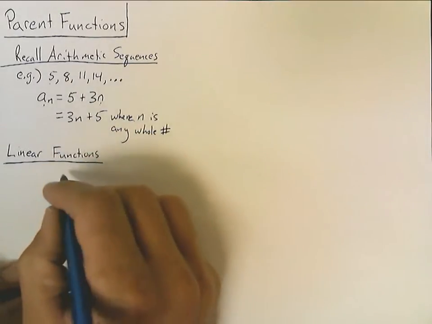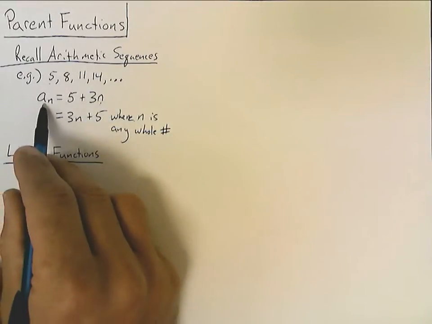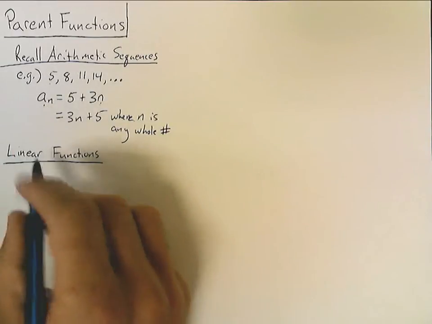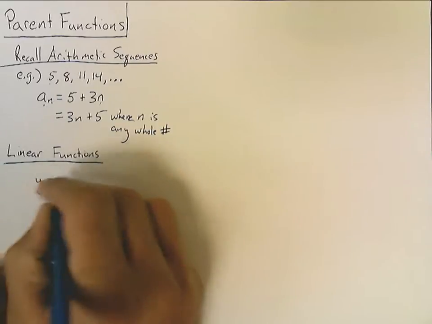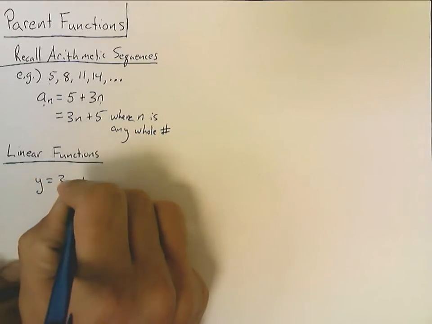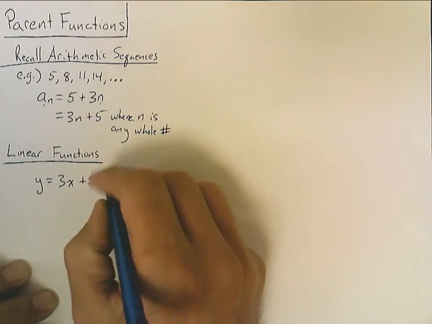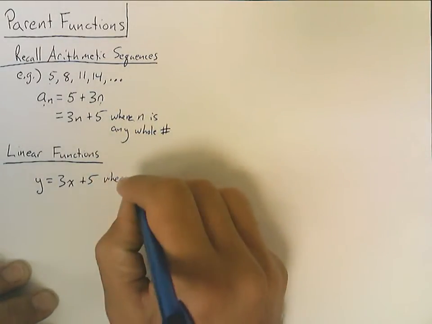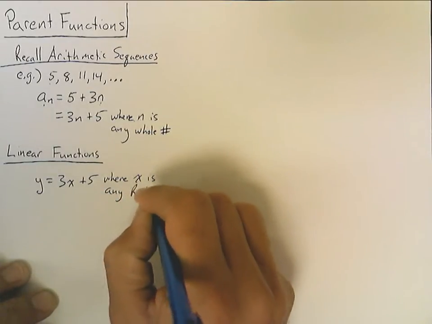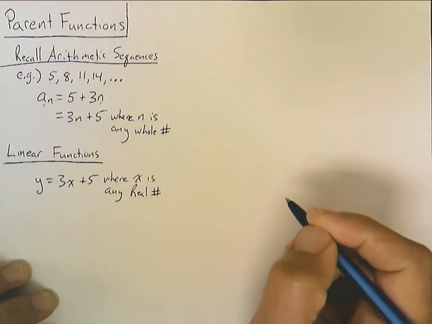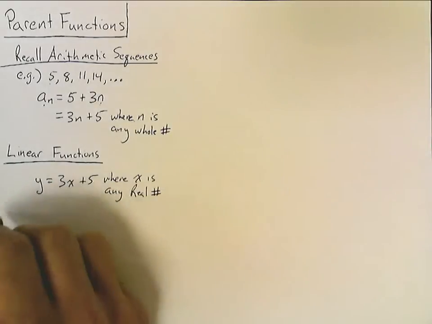So now we're going to change this up, and instead of using n for our variable, we're going to use x. And instead of a sub n as the dependent variable, we're going to use y. So we can rewrite this equation here as y is equal to 3 times x plus 5, and now x isn't going to be just a whole number. This is where x is any real number, meaning anything on the number line.